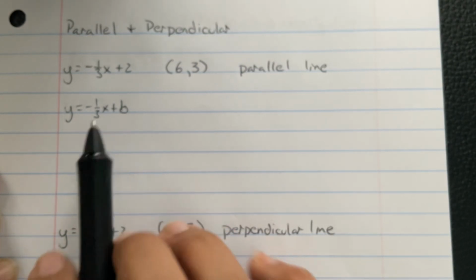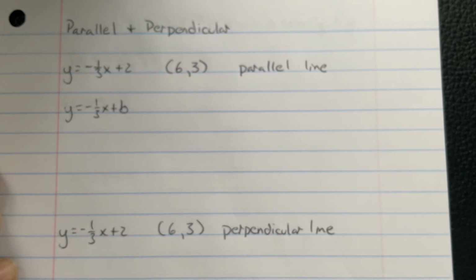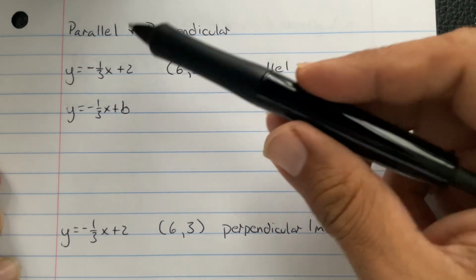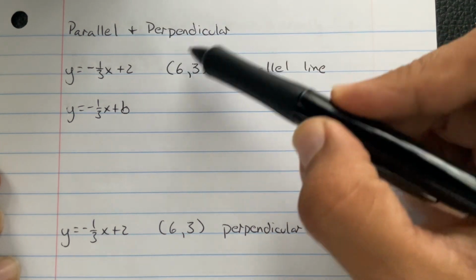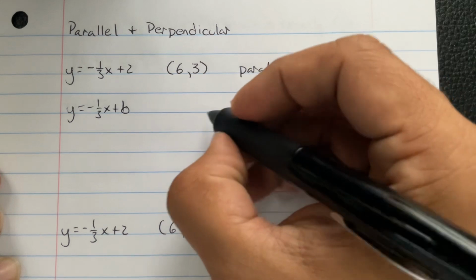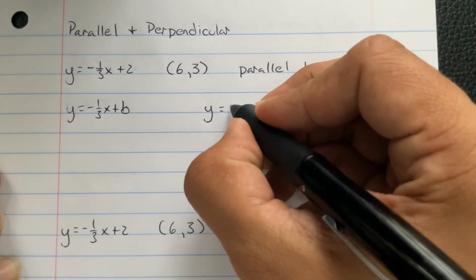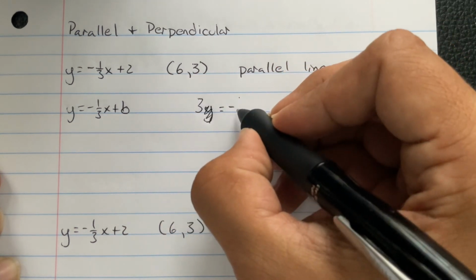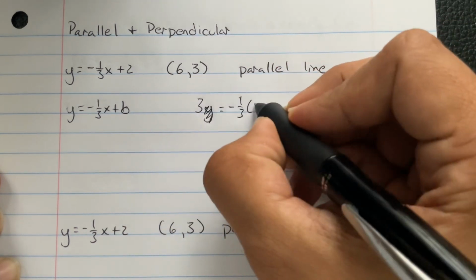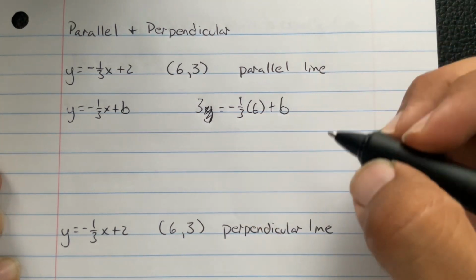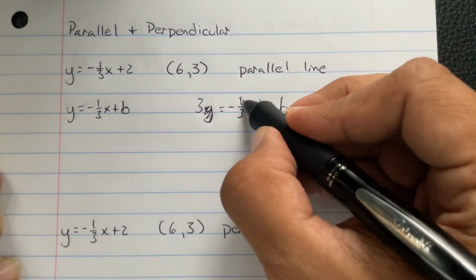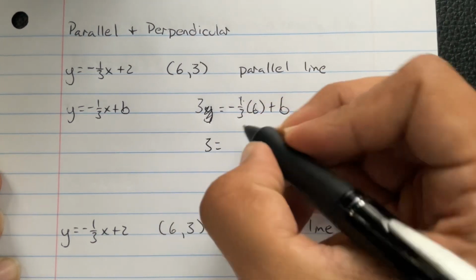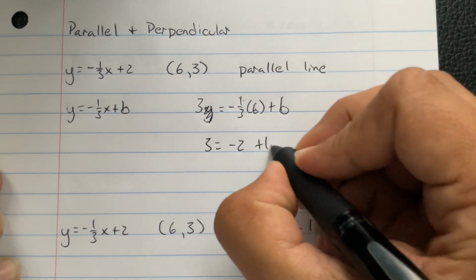I'm missing b. So what I'm going to do is plug in 6, 3, because I want something that's parallel to the original line, but goes through this point. So it's going to be 3 equals negative 1/3 x, and x is going to be 6, plus b. I'm going to multiply 6 times negative 1, that's negative 6 divided by 3, that's going to be negative 2 plus b.